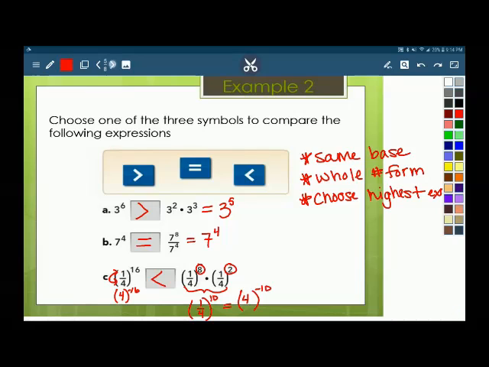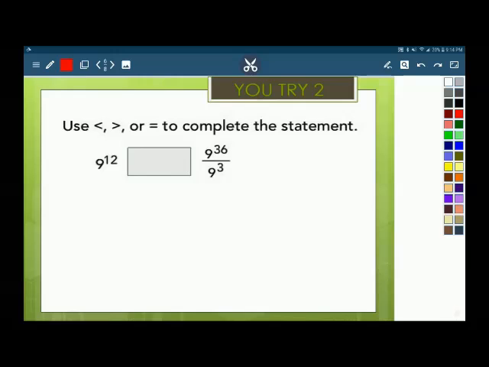So let's have you give this a try in your second U try. Go ahead and simplify the right side, see if you can tell which of these is bigger or if they are equal.